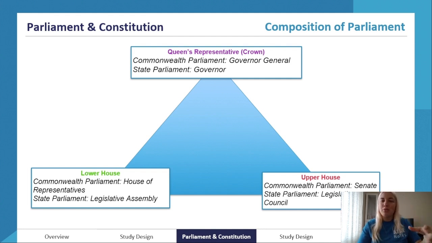Now, they do by law have the ability to reject bills and not sign them, so they wouldn't become actual acts. However, this generally never happens. This really is kind of a formal step. It has almost never happened where royal assent was not granted to a bill. So, the Queen's representative or the Crown at Commonwealth Parliament level is the Governor General, and at State Parliament level, this is the Governor. So, don't confuse these terms, they are very similar. Okay, so this is just things that you'll have to remember.